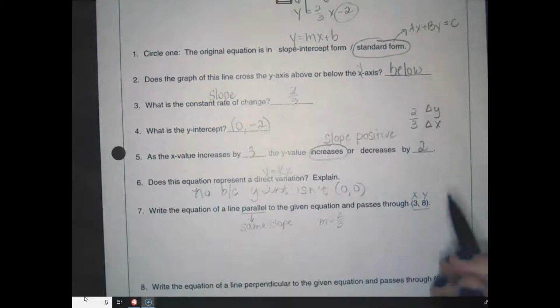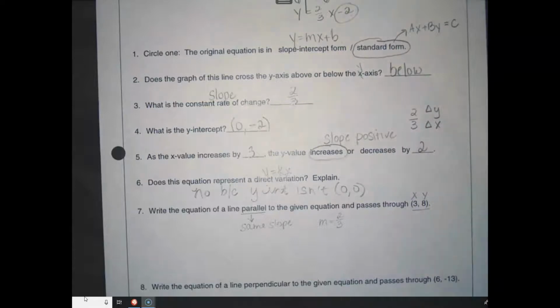Now we're going to look at two different ways to do this, and we have consistently looked at the same way. But let's look at that first way, and then we'll talk about another way. So y minus y1 equals m times x minus x1. So y minus my y1, which is 8. M is 2/3. My x is 3. Oops, sorry.